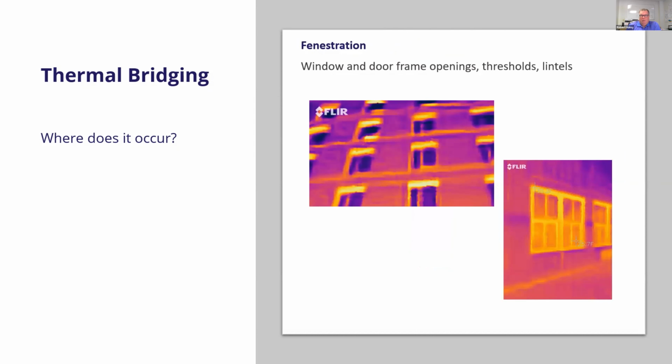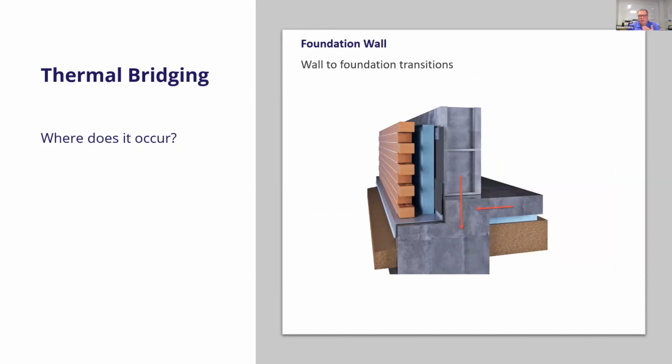It can occur at rough openings at windows, and especially at lintels or flashing details that aren't paid attention to, or just simply the position of the window in the opening, where all these conductive materials talk to each other and pass the heat through the insulation. The foundation is also part of the building envelope. For example, wall to foundation transitions can be another source of thermal bridging.